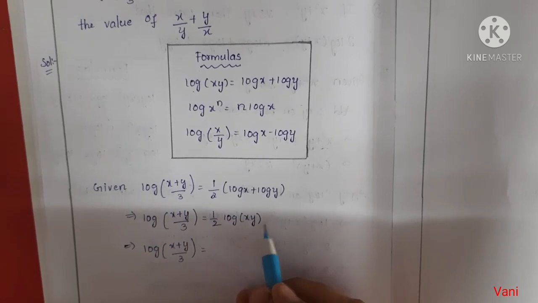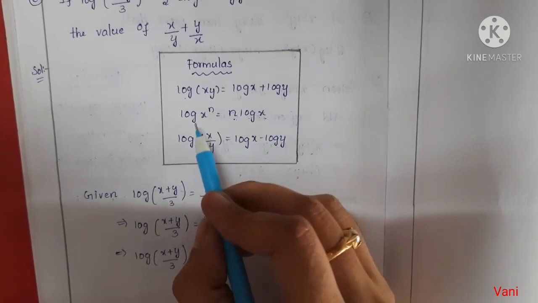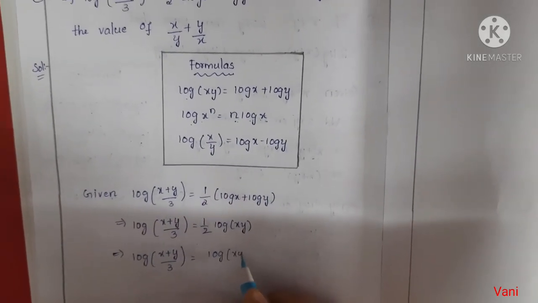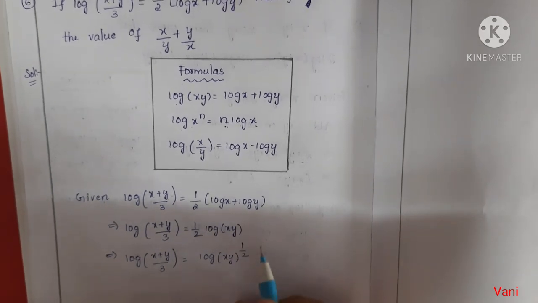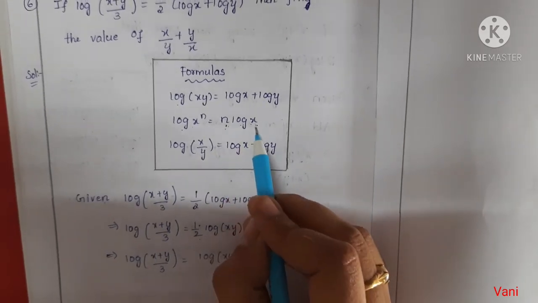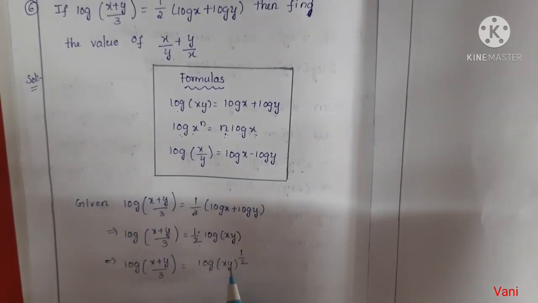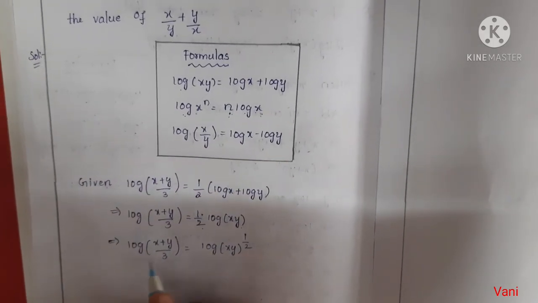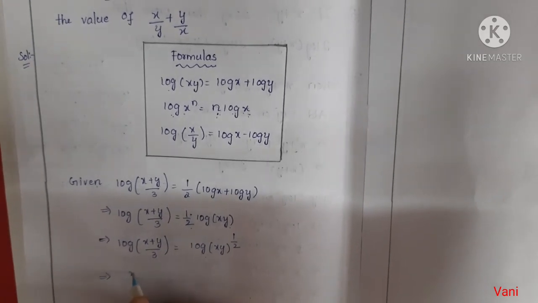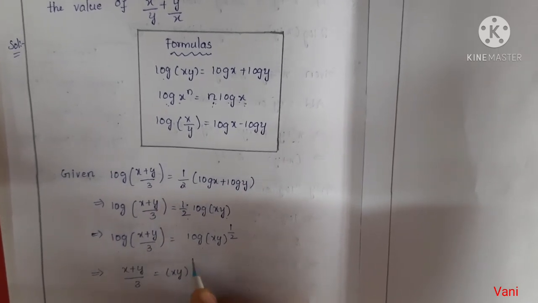Next, log of (x plus y) by 3 is equal to, now in RHS 1 by 2 log xy is in the form n log x formula. So n log x you can write as log x power n. So log xy whole power 1 by 2. Now you can remove log on both sides. So remove log and write (x plus y) by 3 is equal to (xy) whole power 1 by 2.